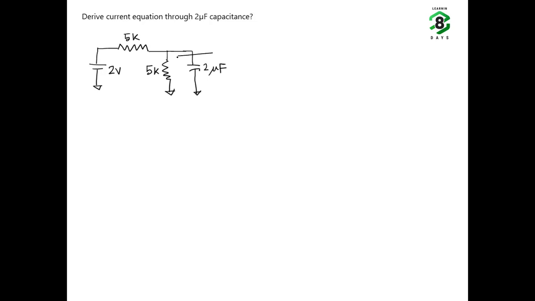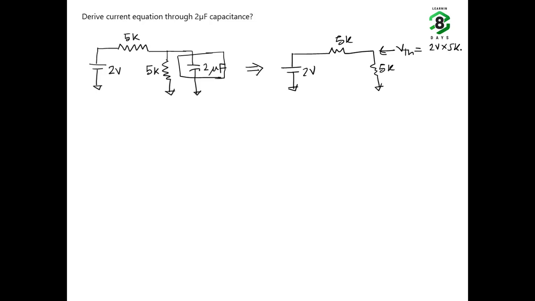Similarly here, our target load is 2 microfarad. So we are going to remove the target load, and we are going to first find out the Thevenin's voltage. So our circuit will look like this. So what will be the voltage here? V Thevenin will be nothing but 2 volt multiplied by 5K by 5K plus 5K. So essentially 1 volt.